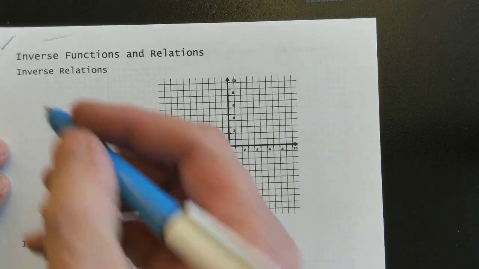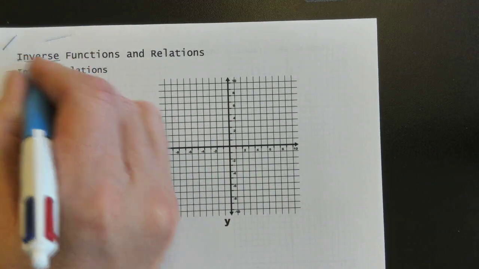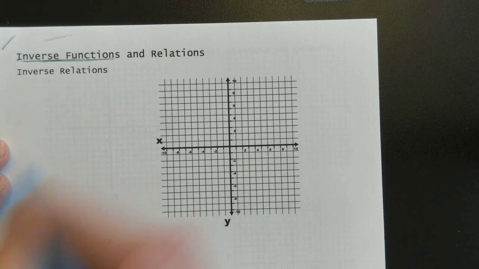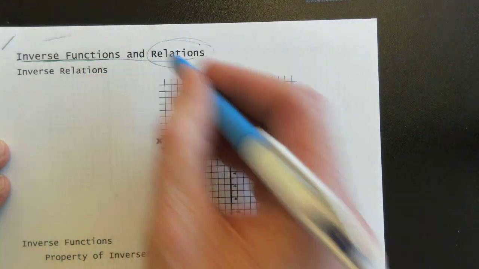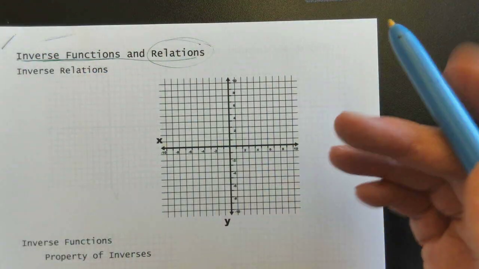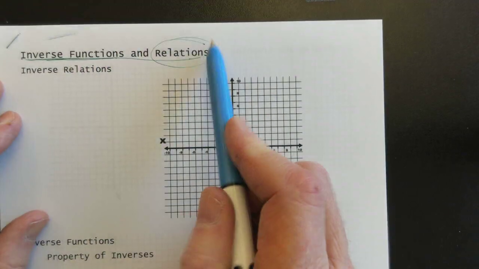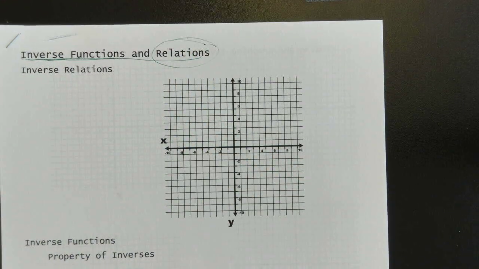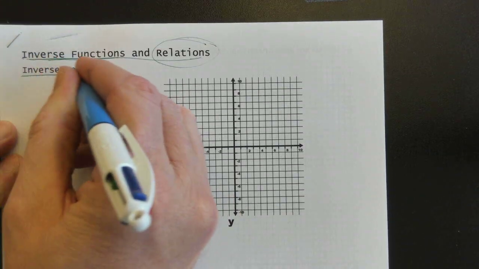All right. So we're doing inverse functions and relations, and I'll start with relations. Relations is like the big descriptor. Functions are special kinds of relations. So let's talk about inverse relations first and write down this definition.